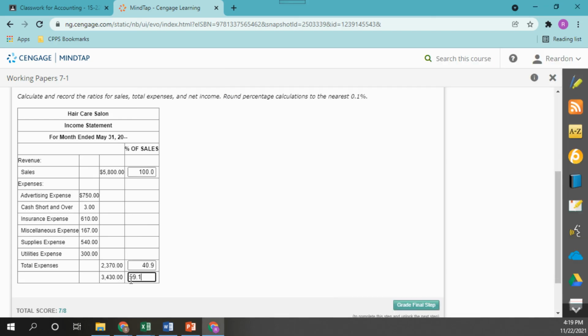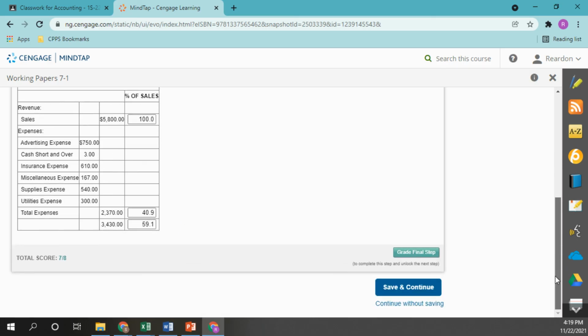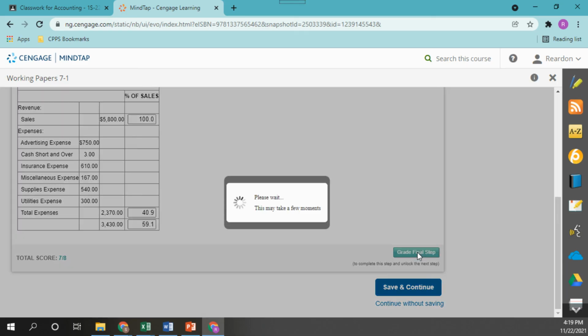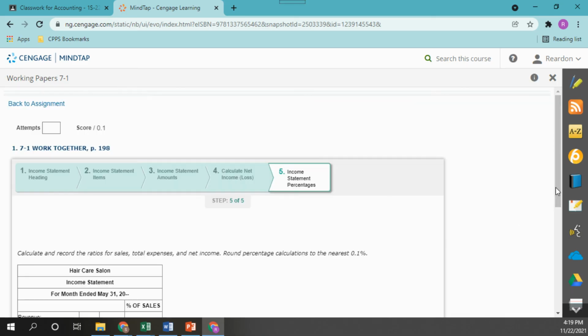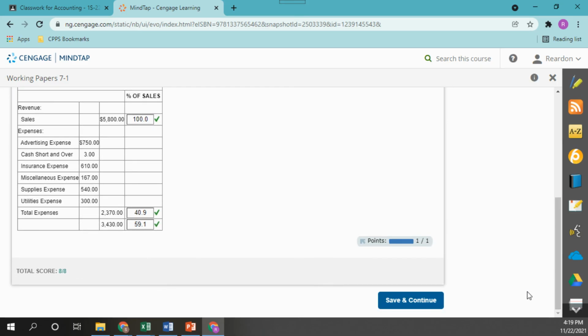That's a pretty profitable business. That means that more than half the money that you make is ending up in your pocket as profit. That's pretty lucrative. Grocery stores is like 4 or 5%. It's terrible. 59.1, 40.9. All right. Did I do good? I did good. Save and continue. I got total score 8 out of 8.